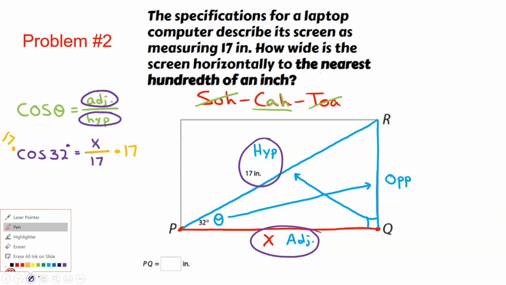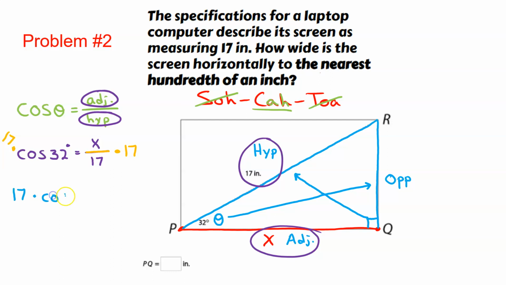So we multiply both sides by 17, and this is what it'll look like. It'll look like 17 times cosine of 32 degrees. Remember, don't split that apart. Is equal to, and then the 17's cancel out, so we're just left with x. If I can correctly plug this into my scientific calculator, it should tell me the value of that adjacent side.